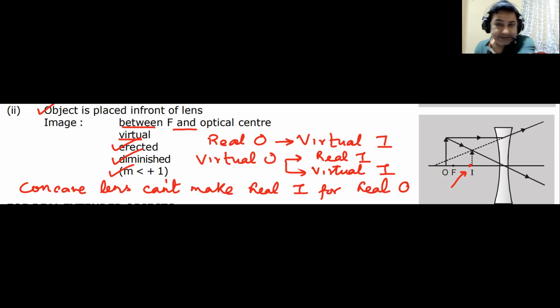A convex lens cannot form a virtual image of a virtual object. A concave mirror cannot form a virtual image of a virtual object. Both are the same. Similarly, convex mirror and concave lens are the same. Do we understand this? Yes, sir. Please note it down so that we can move ahead.